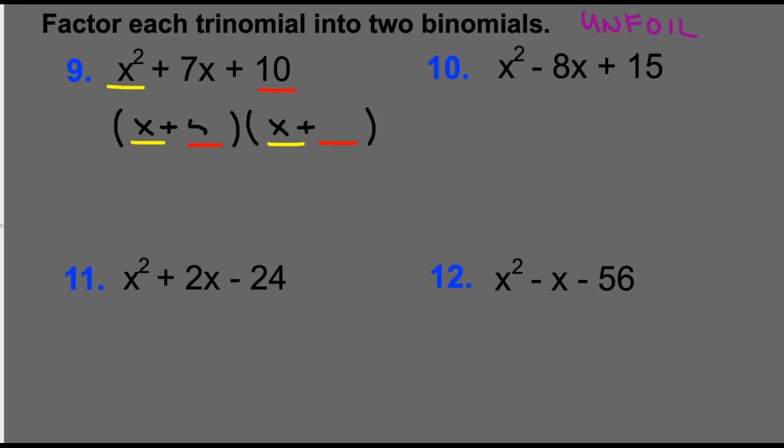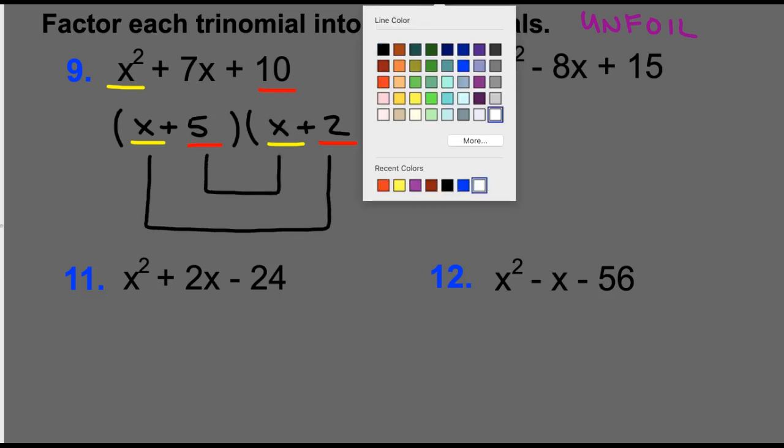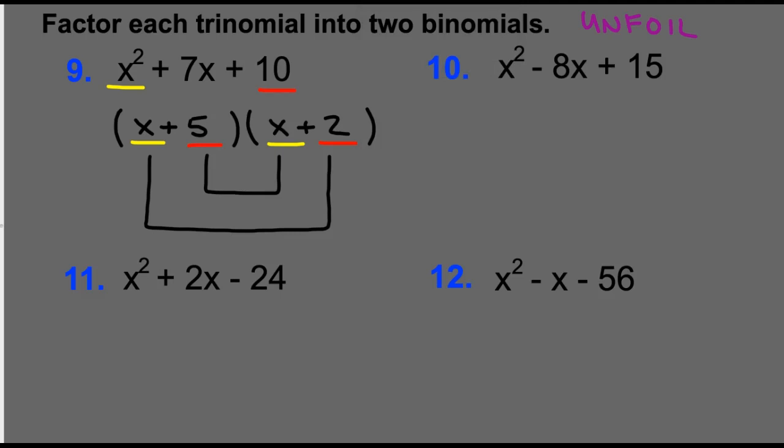So if I put my 5 in there, put my 2 in there, and I check, here's how I check. I calculate my outside products plus my inside products. If I take my outside products, I get x times 2, which is 2x. Take my inside products, I get 5x, and those add up to my middle term, which is 7x.